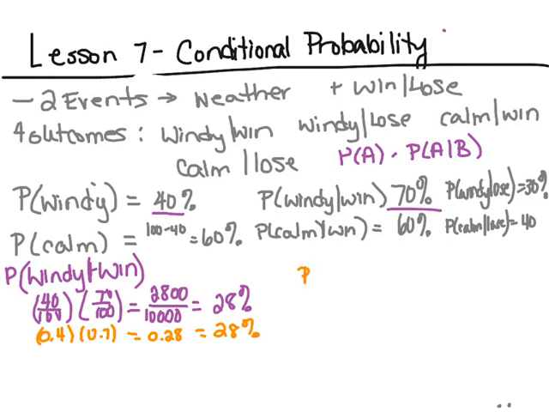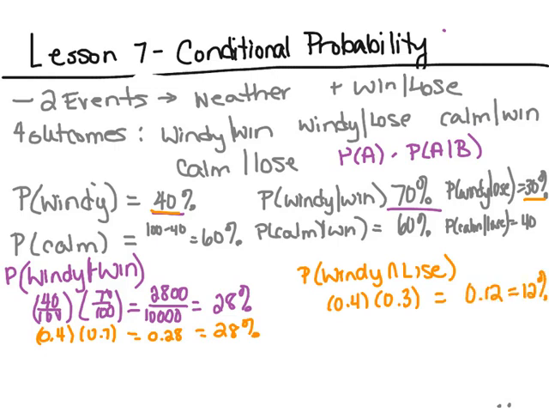So now we're going to find the probability that it's windy and that they'll lose. I'm using the wrong symbol here. Windy and they'll lose. So we take windy, which is 40%, so 0.4, and they're losing, so we're timesing it by 0.3, which is 0.12, which is 12%. So there's a 12% chance that it'll be windy and they'll lose.